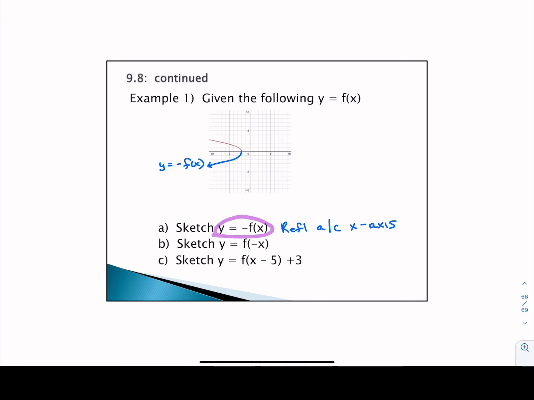For each of these examples, we're starting with your original function, and that's the line we see in red on your screen. And we are redrawing that line to incorporate the changes that have been made to our equation. So there's part A. We have sketched y equals negative f of x.